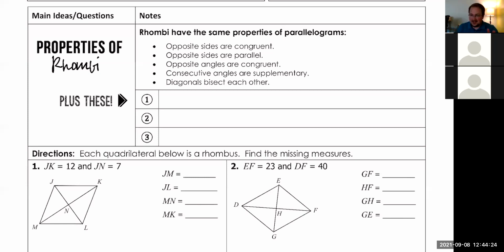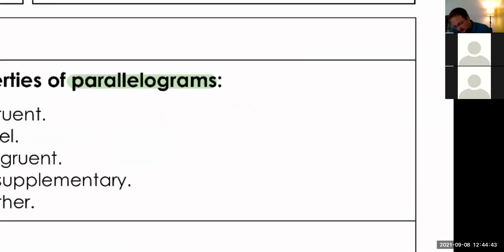So back to today's lesson, properties of rhombi. We're going to talk about them a little bit. Notice that the first 5 there are the exact same from yesterday's as being the properties of parallelograms, excuse me, as well. But I must emphasize, they are not the same as rectangles.